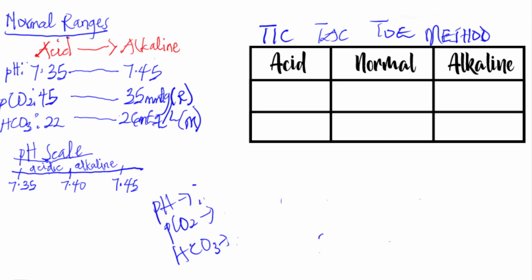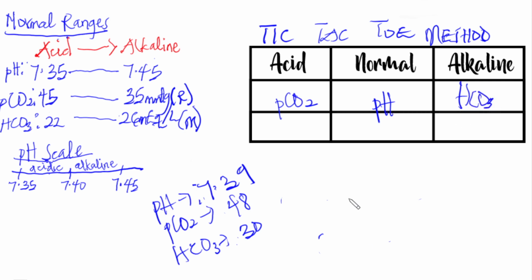So our next example, the person has a pH of 7.39, PCO2 is 48 and HCO3 is 30. Now let's fill the table. pH is 7.39. Our normal range is 7.35 to 7.45, meaning pH is normal. PCO2 is 48, which is acidic because it's more than 45. So PCO2 is here. HCO3 is 30, which is alkaline because it's more than 26.